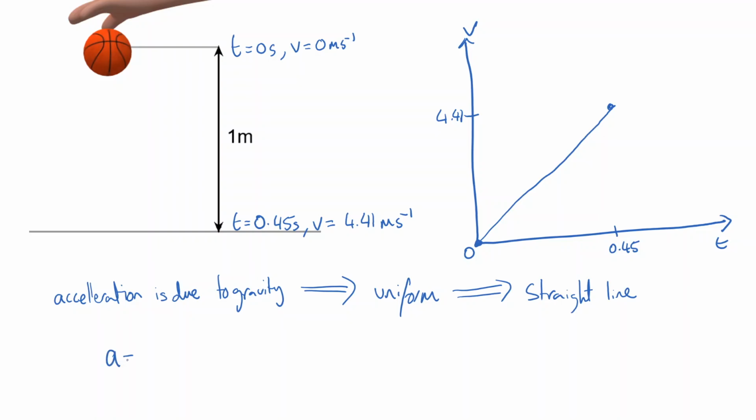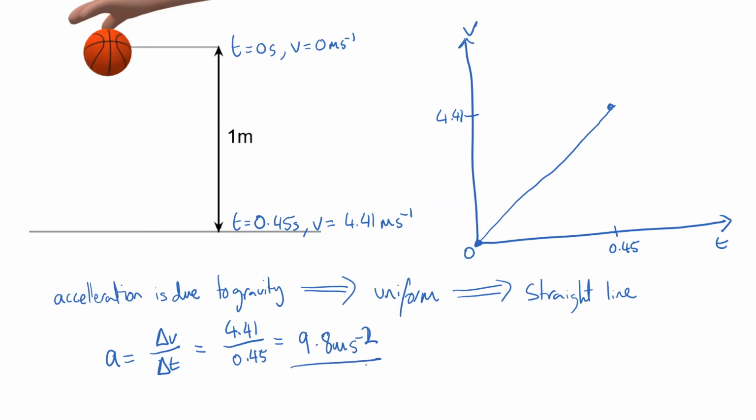So acceleration, as I said earlier, is the rate of change of velocity with respect to time. So that's the change in velocity over the change in time, right? So the velocity started at 0 and it went up to 4.41, so the change is 4.41. And the change in time started at 0 and it went to 0.45, so the change is 0.45. If you put it into your calculator, you get 9.8 meters per second squared.